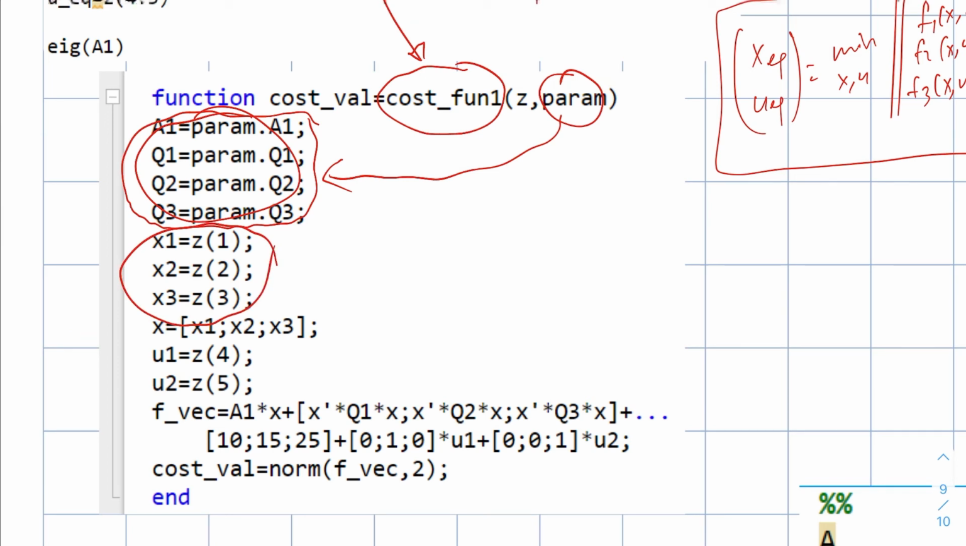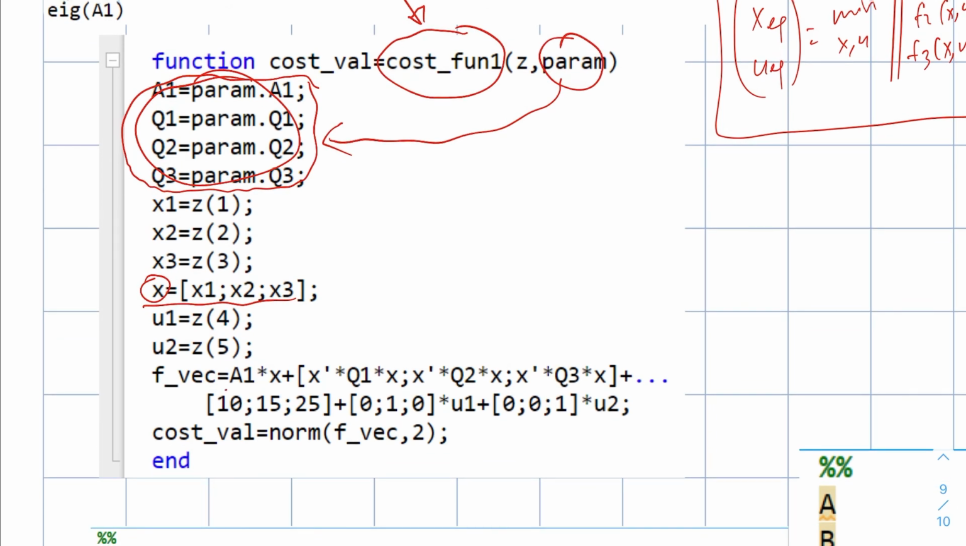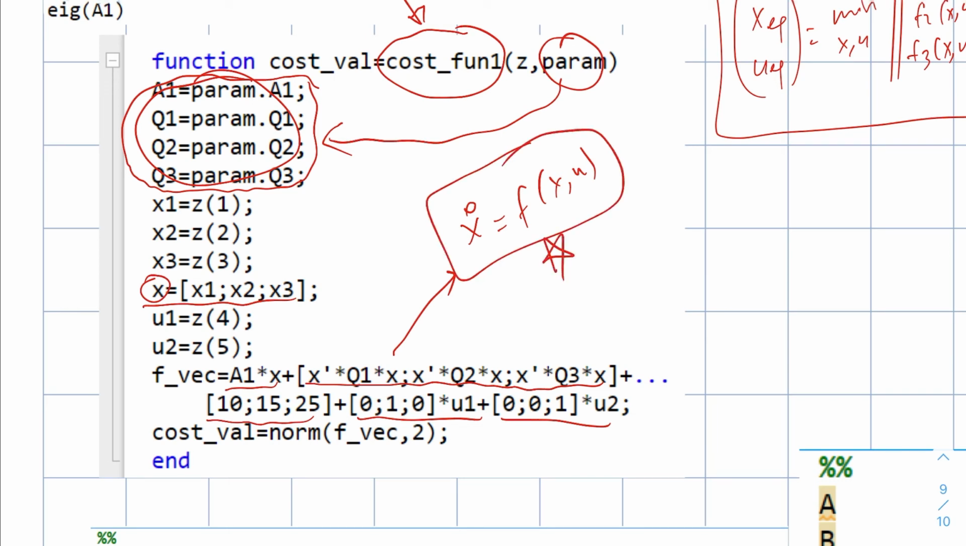Get the first three entries of your decision variable vector z, which are your states x1, x2, x3 here. The fourth and fifth are your input signals. Also just store them in that notation to make it simpler and facilitate some operations. These are linear terms, these are our second order terms, this is like constant terms, and this is input terms. This is x dot equals f of x, u. This is our nonlinear dynamical equation. We know this, this is given, meaning a1, q1, q2, and q3 and their parameters are given.